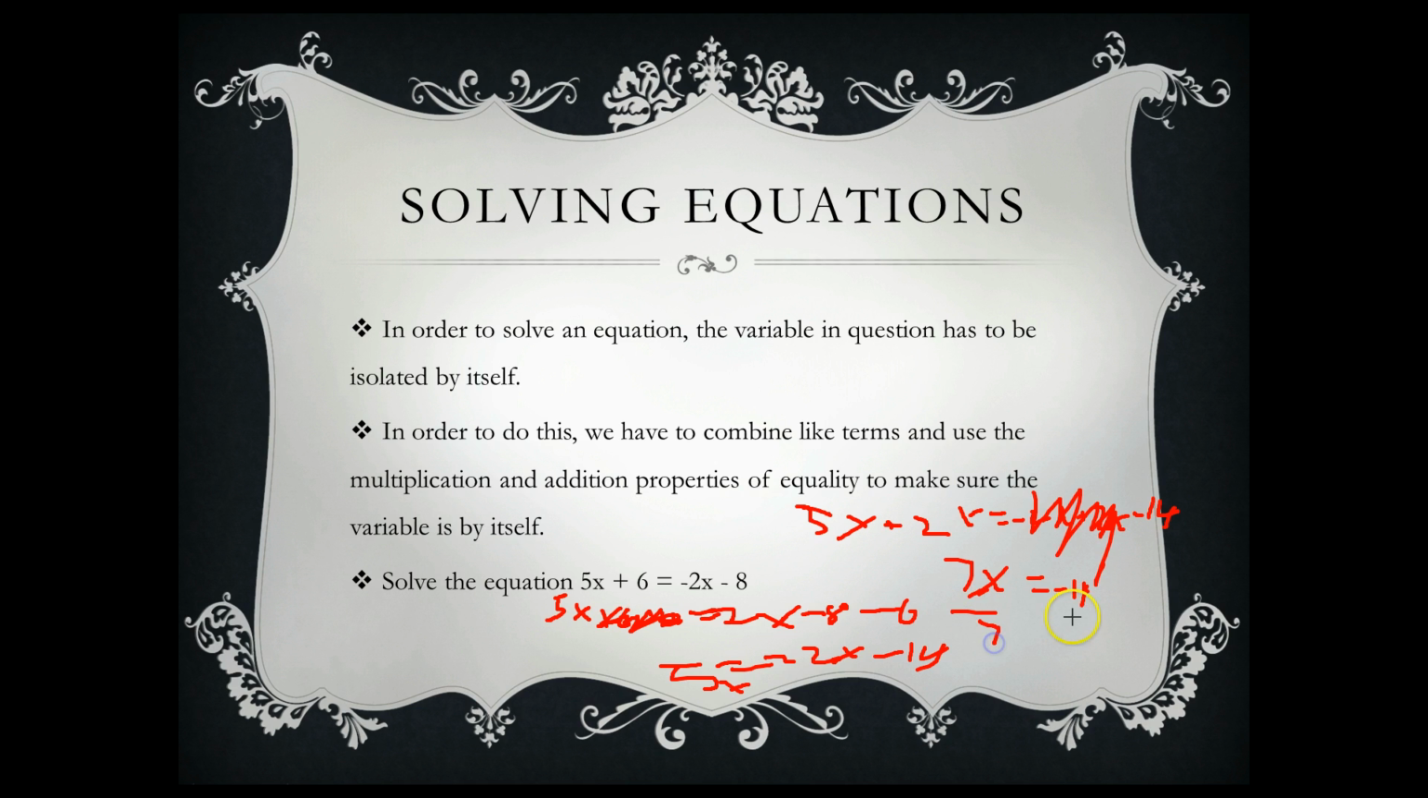Then we just divide both sides by 7 to get this x by itself, and we get x is equal to negative 2. It's not too bad. It's pretty simple. But there are going to be more complicated problems like this later on.